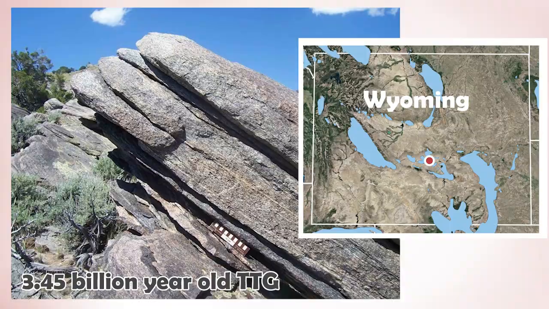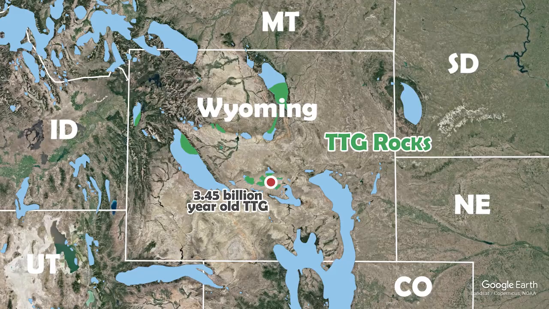The oldest rock in the Wyoming craton is a 3.45 billion year old TTG found in the Granite Mountains. This might be the oldest rock in the United States. Slightly younger TTG occur throughout the central and northern Wyoming craton, with a major TTG episode at around 3.3 to 3.2 billion years ago.